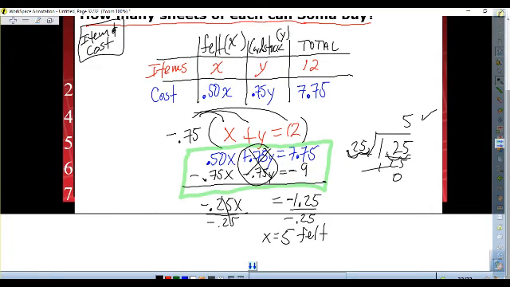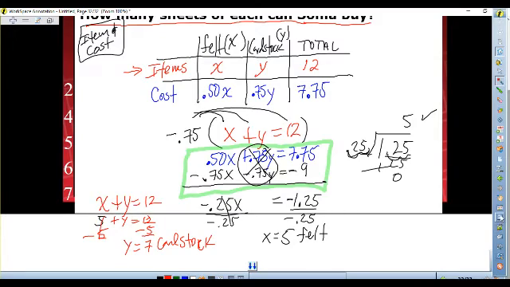So let me ask you this. Look up, please. From the original two equations, which equation should we use in order to find the other item? x plus y equals 12, because that's the item equation. But now we know that x is 5. Bring down the plus y equals 12 minus 5. y equals 7. And 7 corresponds to card stock.